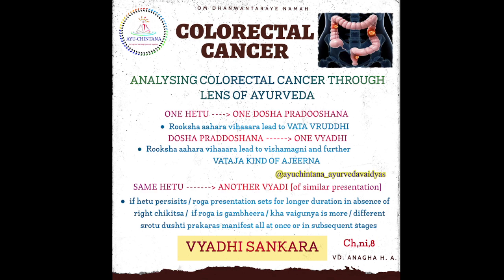If the hetu persists or roga presentation sets in for longer duration in the absence of right chikitsa, or if roga is gambhira or khavaigunya is more, or different srotodushti prakaras are manifesting on themselves all at once or in subsequent stages, it leads to a phenomenon called vyadhi sankara. So vyadhi sankara finally occurs. That means to say many different vyadhis are presented at one single time, or many different symptoms like a syndromic approach can present at a single time.